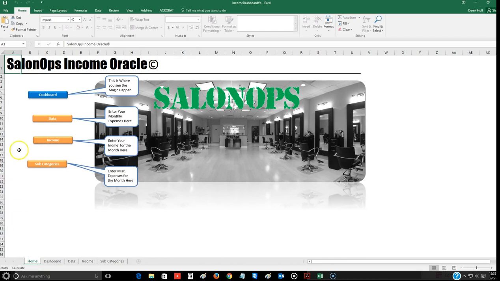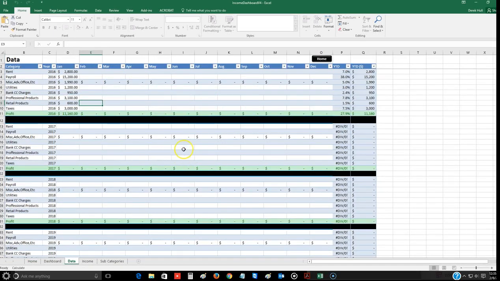We can jump into data, enter your monthly expenses here. So we jump over here. This is where you're going to enter how much you've spent on each one of those categories. So at the end of the month, it'll probably take you a half hour to fill this whole thing out.